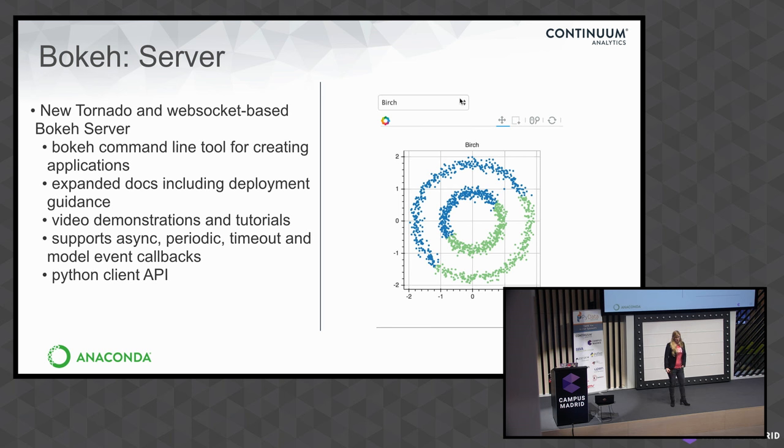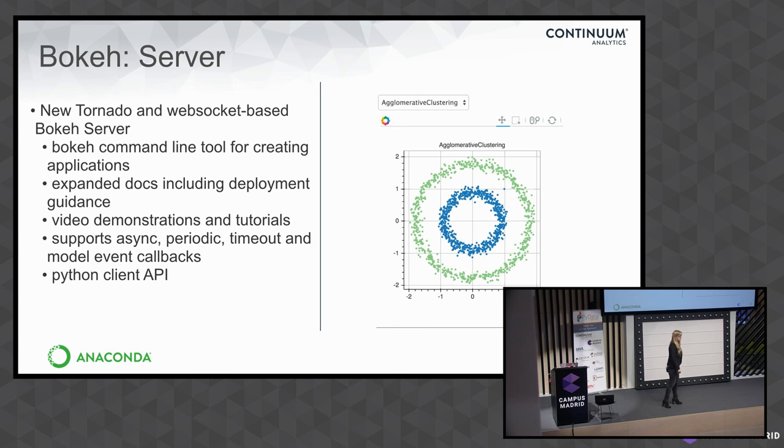But in January, with the 0.10 release, there was a completely new rewritten server backend that uses Tornado and WebSocket. And this allows you to do things like this example here, where when the user selects an algorithm to apply to your data set, it goes to the backend, runs scikit-learn on that model on your data set, and comes back with the results in the front end. So things like that, where the user can interact.